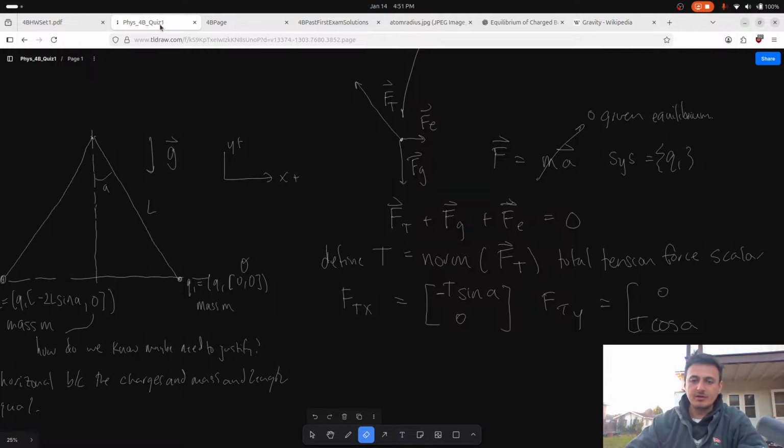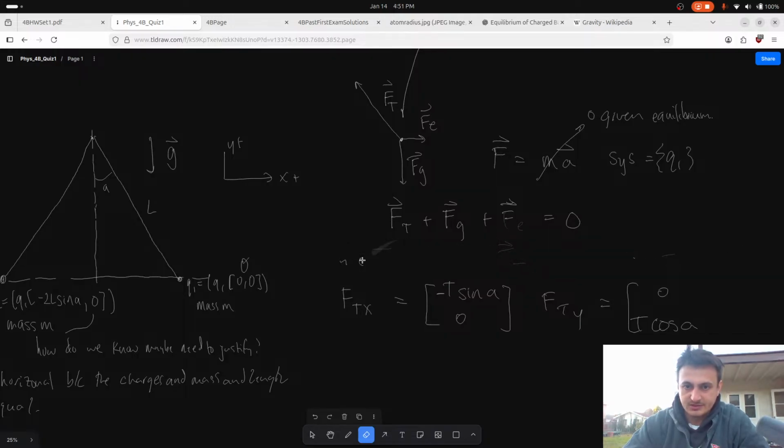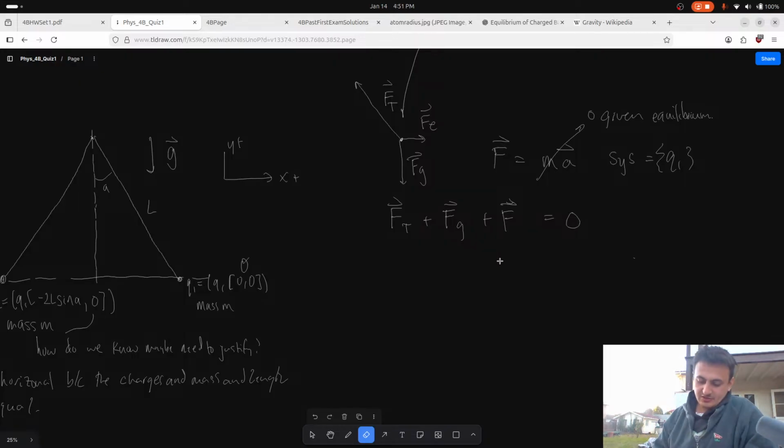I think actually the better approach, ignore all this. I wish there was a better way to delete. This is such a stupid way to delete. Okay, so a better way to do this is FG and FE each aligned along an axis.